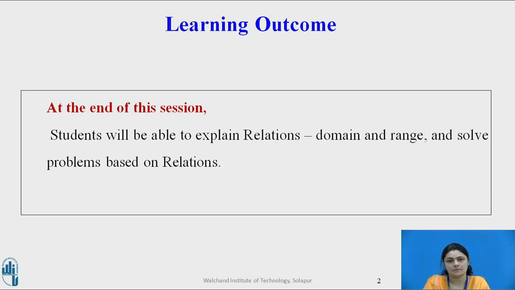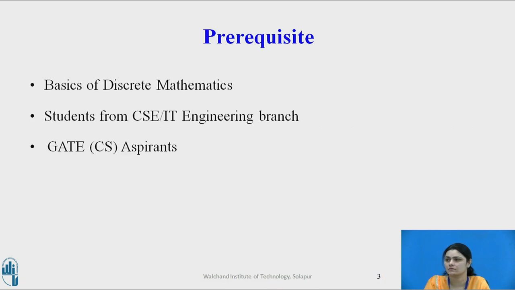Learning outcome. At the end of this session, the student will be able to explain all about relation, domain, and range in a relation, and how to solve problems based on relations. Now let us see what the prerequisites are. Basically, you should know all about basic structures and basic discrete mathematics. This is for students from CSE or IT engineering branches, and GATE aspirants preparing for the CS paper.